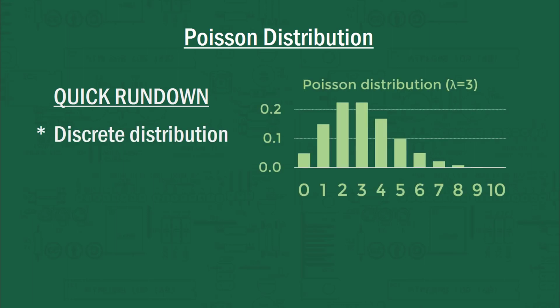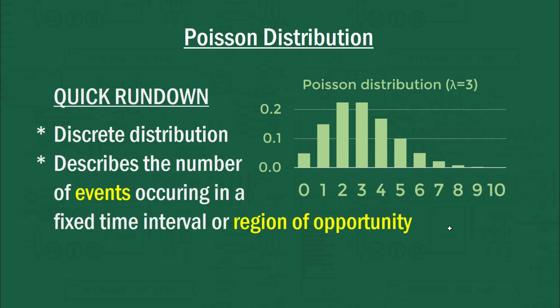Firstly, we know it's a discrete distribution, meaning there's only a discrete set of values that this distribution can take. But what does this distribution actually describe? Well, it describes the number of events occurring in a fixed time interval, or region of opportunity. So the classic example is, how many customers does a bank teller get every hour? So in that instance, there's a fixed time interval of 1 hour, and this distribution might describe the number of events that occurs within that hour.